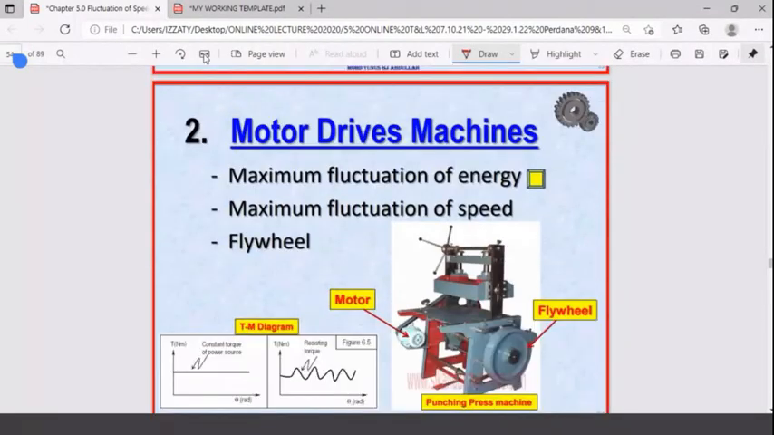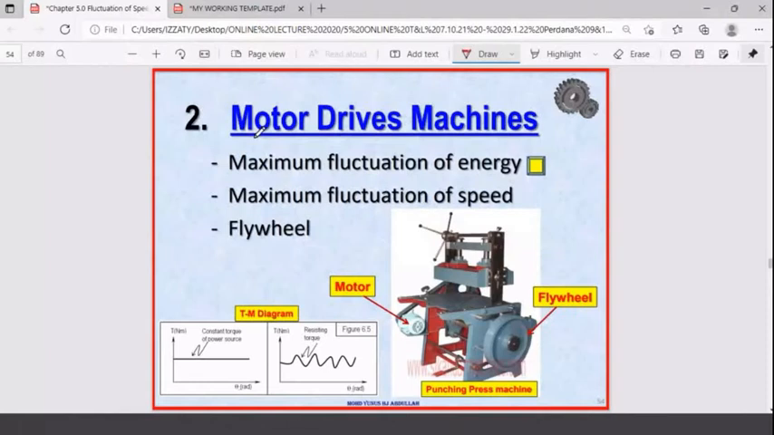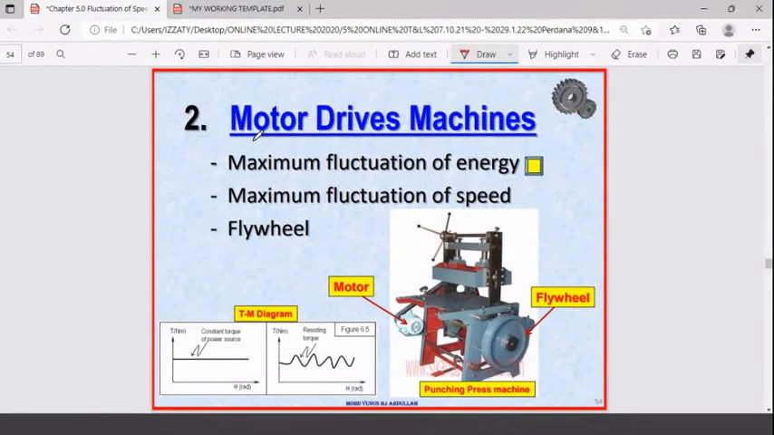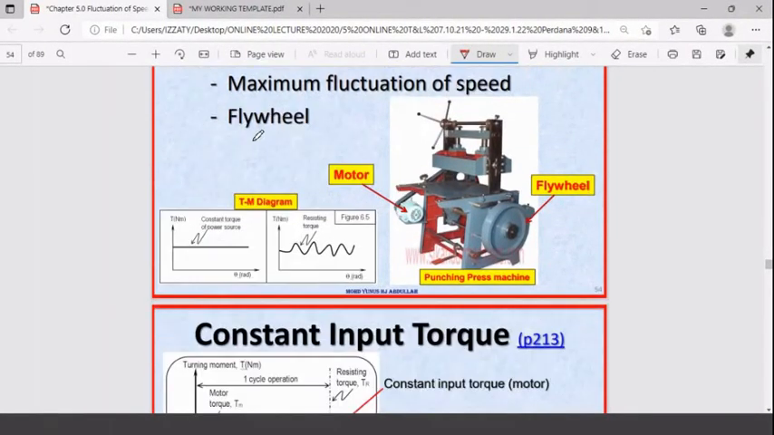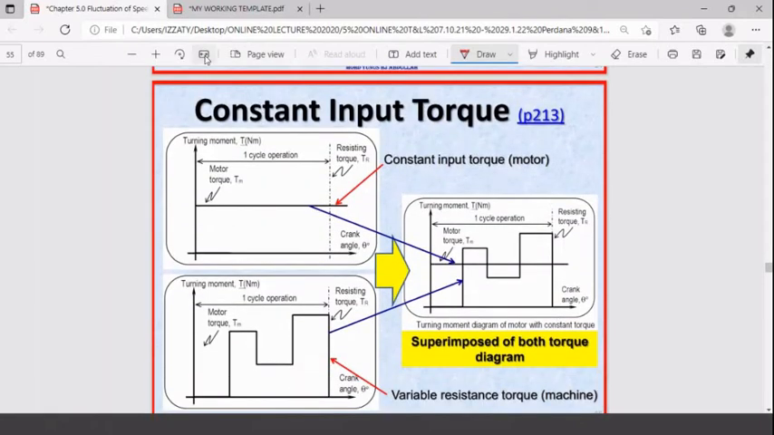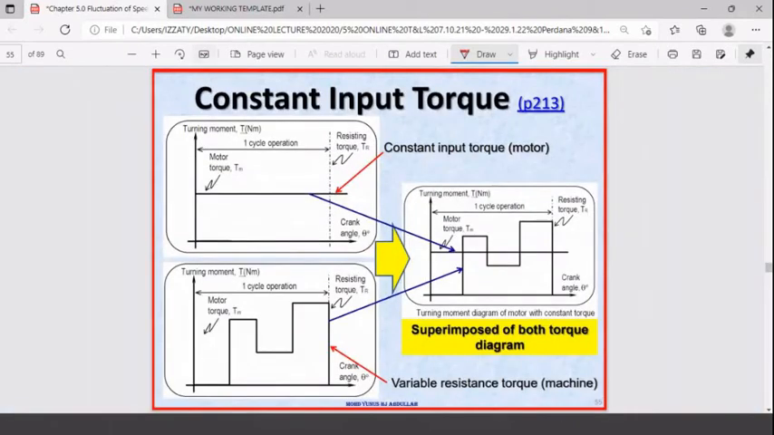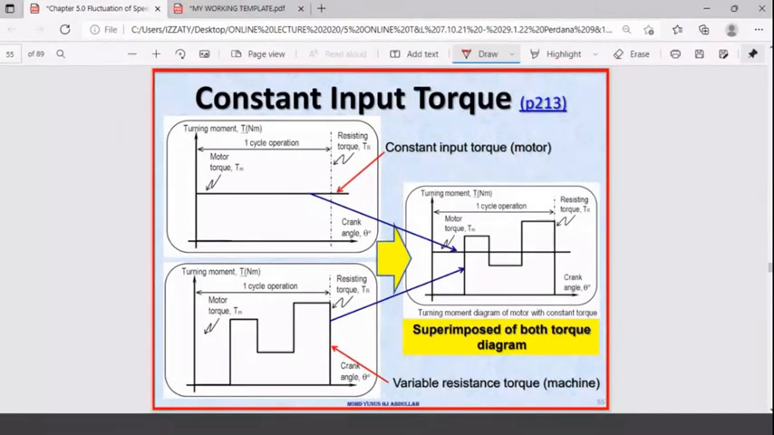So let us now move to the motor drive machine. This one is the motor drive machine. I already showed you here just now. Again, as I mentioned earlier, the graph provided here is only a single graph. But then you need to draw, you need to draw what?